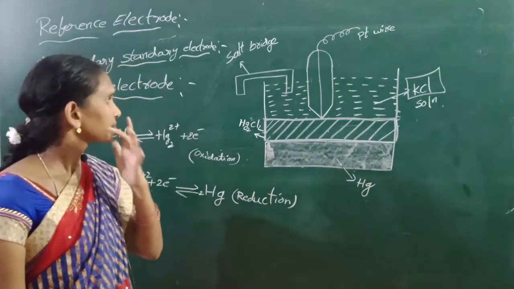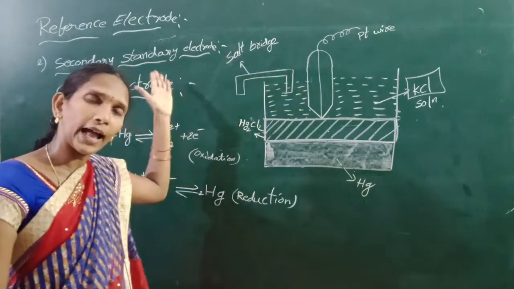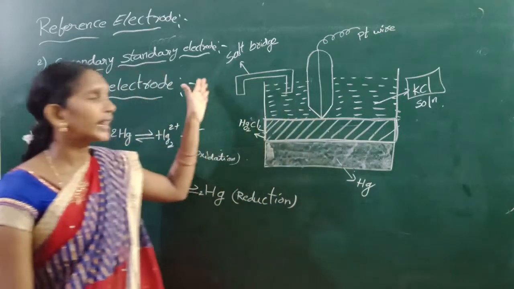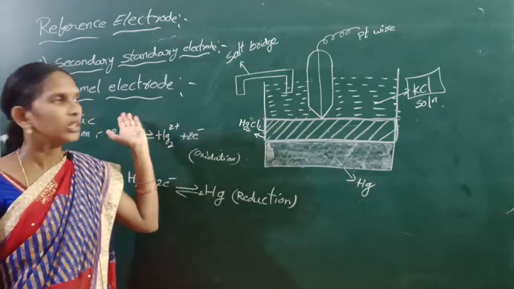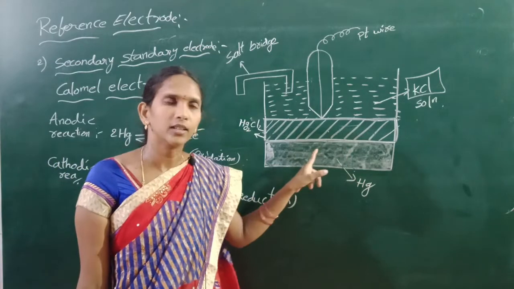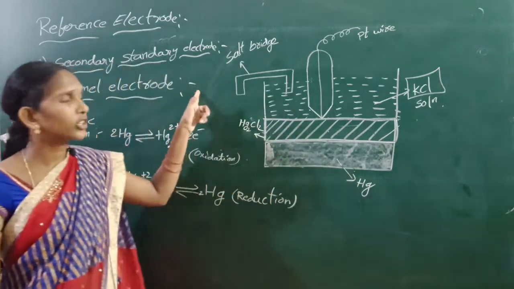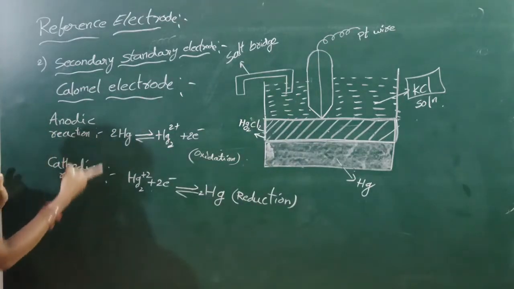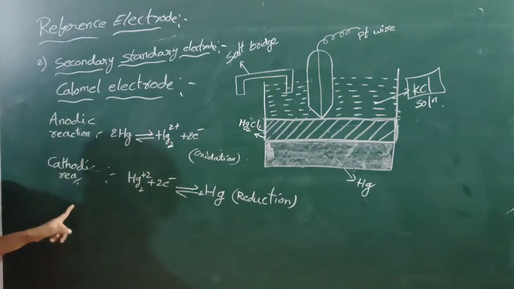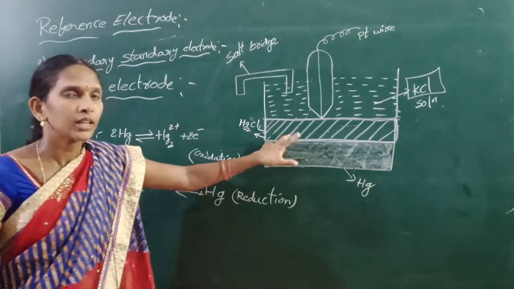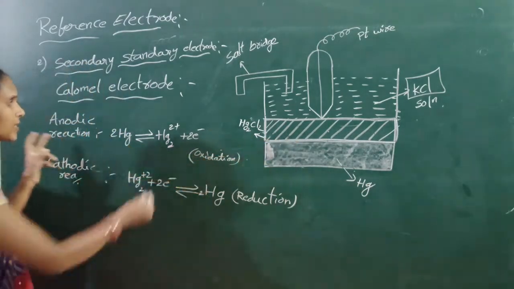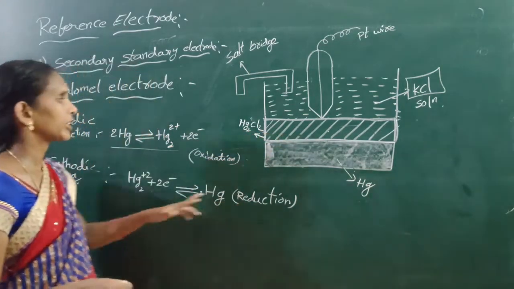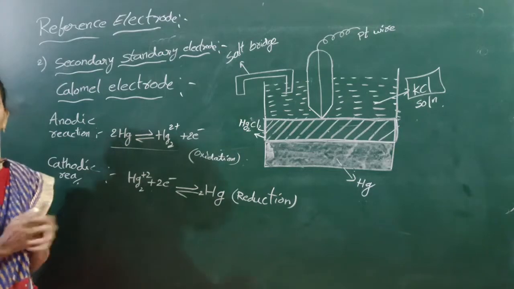This electrode is connected to another metal. If this electrode acts as an anode, the other electrode acts as a cathode. If this electrode acts as a cathode, the other electrode acts as an anode. If oxidation takes place in this electrode, this reaction is possible. If reduction takes place, the other reaction is possible.